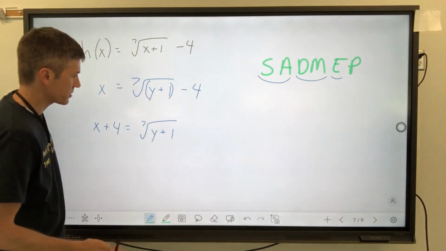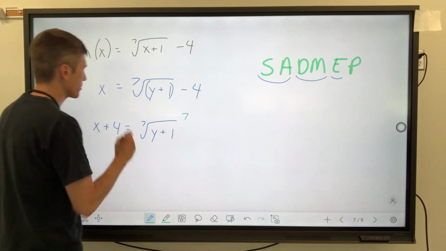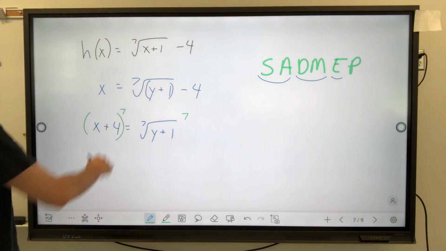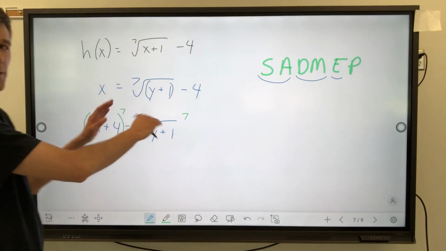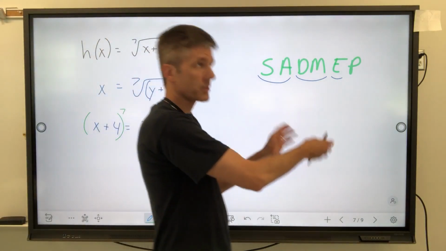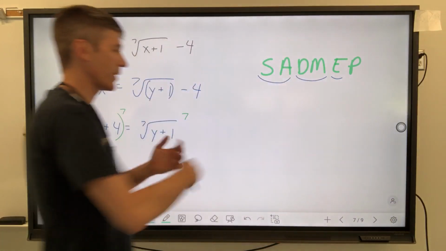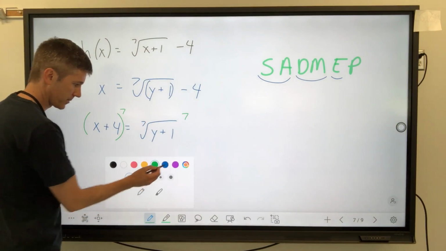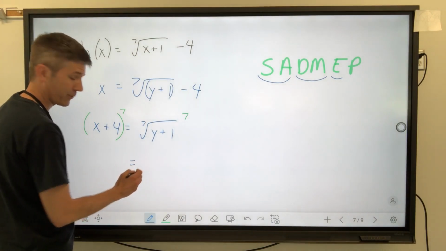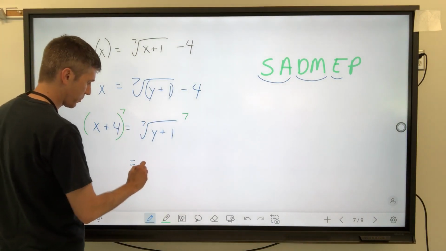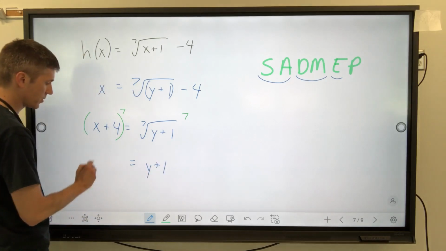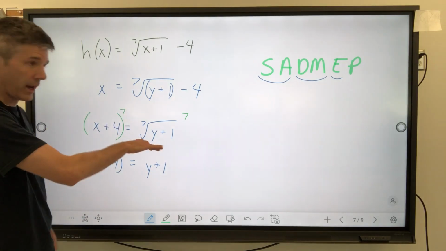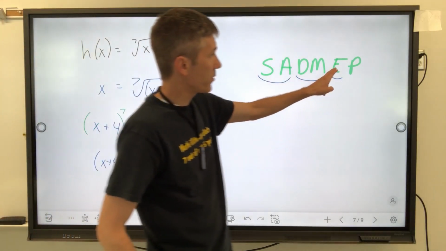Switch colors just to show what's about to happen. We're going to raise this side to the 7th power and this entire side to the 7th power. Please do not try to expand that and make x plus 4, x plus 4, x plus 4, and then put all that together. Not worth your trouble. Doable, lots of fun. Pascal's triangle can help you with that if you really want to get nerdy about it, but that's not the purpose of this lesson. Leave it exactly the way it is, perfectly fine. You have now broken into this radical. That takes care of your exponent.